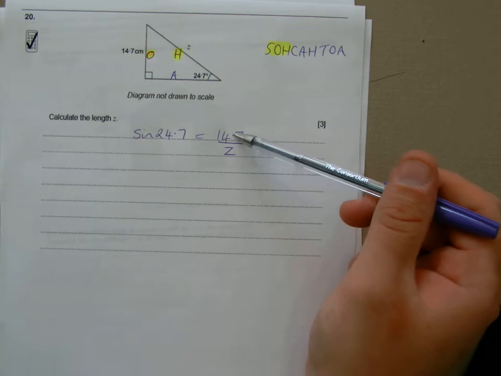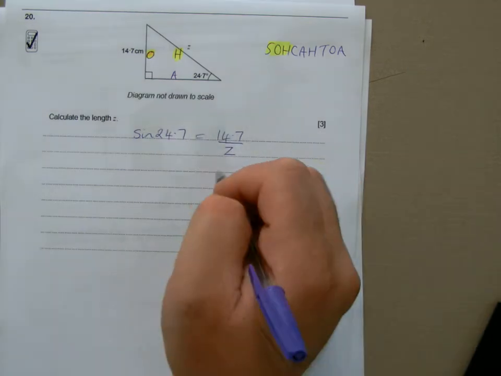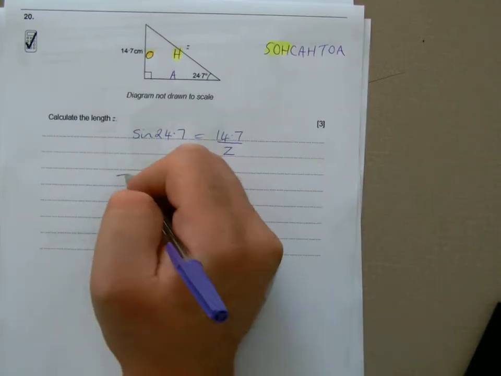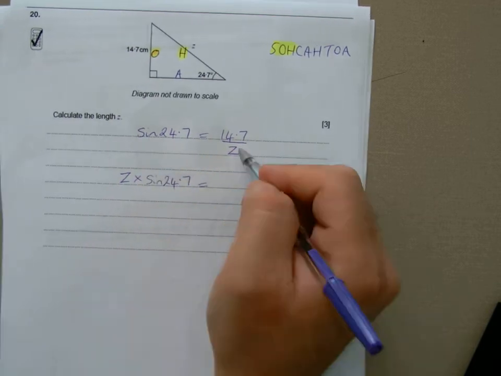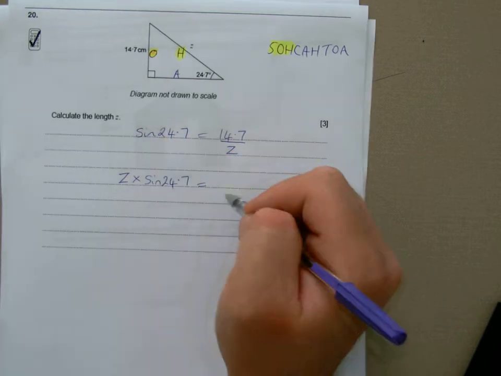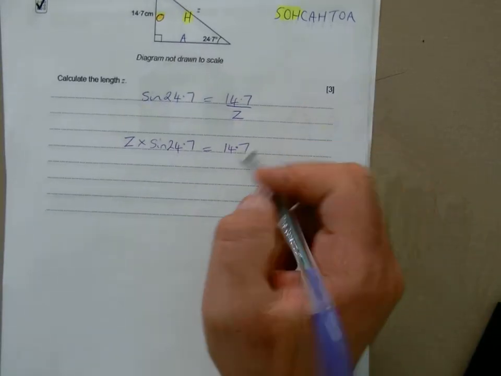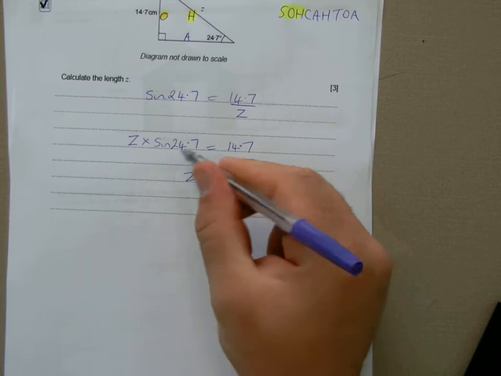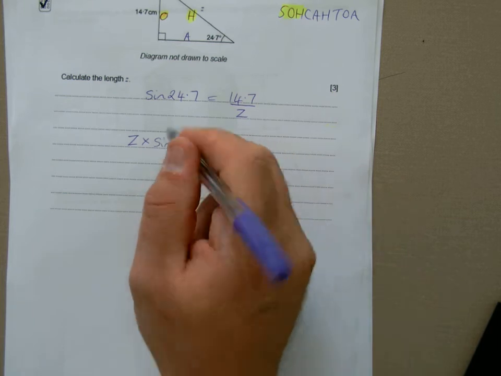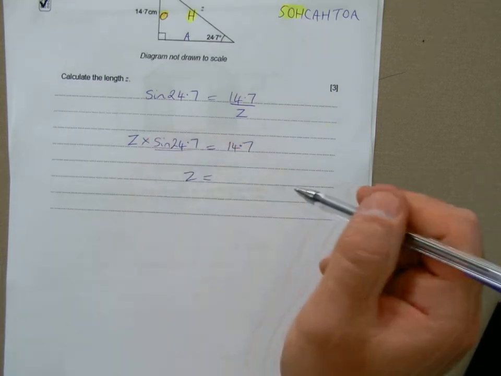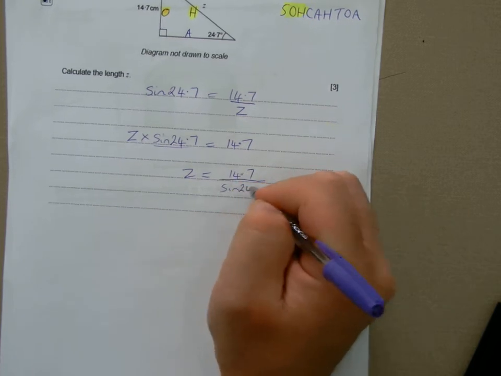The first step I would do is appreciate that, because we're dividing by z, if we take the z over to the other side, then we multiply. So let's take the letter z over first. It'll be z times sine 24.7, and that will equal 14.7. Then one more step to get z on its own. Well, that's sine 24.7. If we take the whole thing over to the other side, you appreciate that when you take it over, you're dividing. So 14.7 divided by sine 24.7.